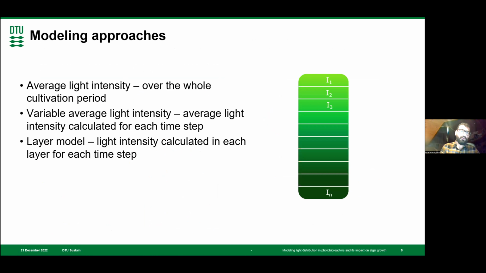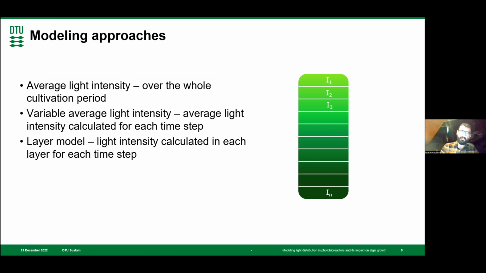So once we have a good knowledge about how the light distributes in the photobioreactor, the next question is, okay, how do we model this? And if you go through the literature, there are 3 main approaches to model light intensity.